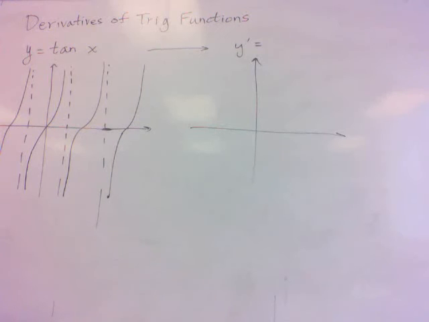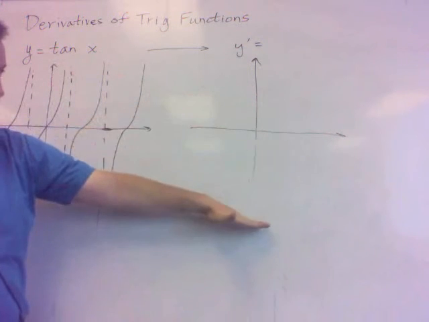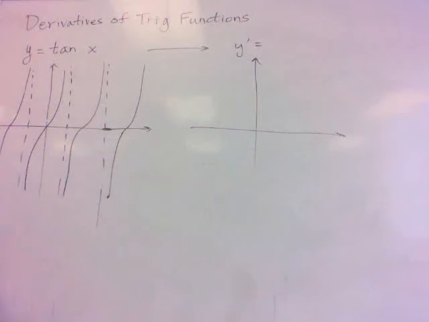What else can we note here? Well, look at each one of these little branches. If you take a tangent line here, you got a positive slope. So the derivative is positive. If I take it here, I've also got a positive slope. If I take it here, positive slope, positive slope. Do I ever get a negative slope on tangent? Do not. There's never a negative derivative.